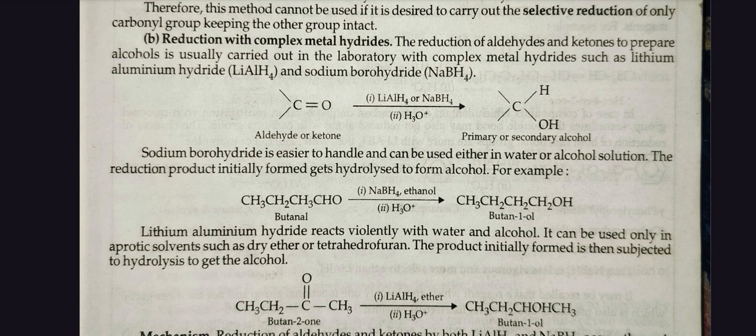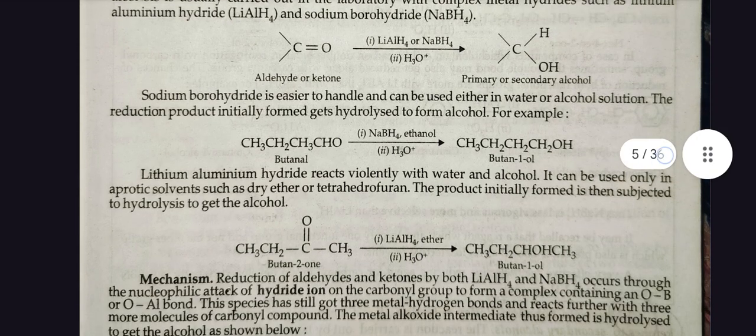Lithium aluminium hydride reacts violently with water and alcohol. It can be used only in aprotic solvents such as dry ether or tetrahydrofuran. The product initially formed is then subjected to hydrolysis to get the alcohol.